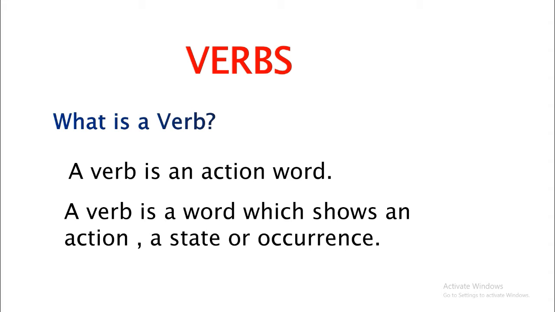The verb describes what the subject is doing. So we can say a verb is an action word, or we can say in more detail, a verb is a word which shows an action, a state or occurrence. Now you know it's not only an action, it describes a state or occurrence. So we'll discuss these in detail.